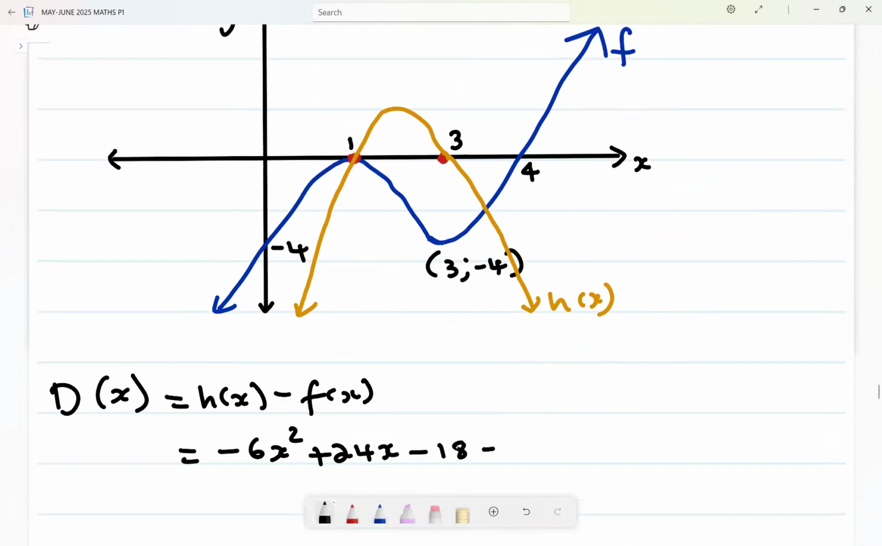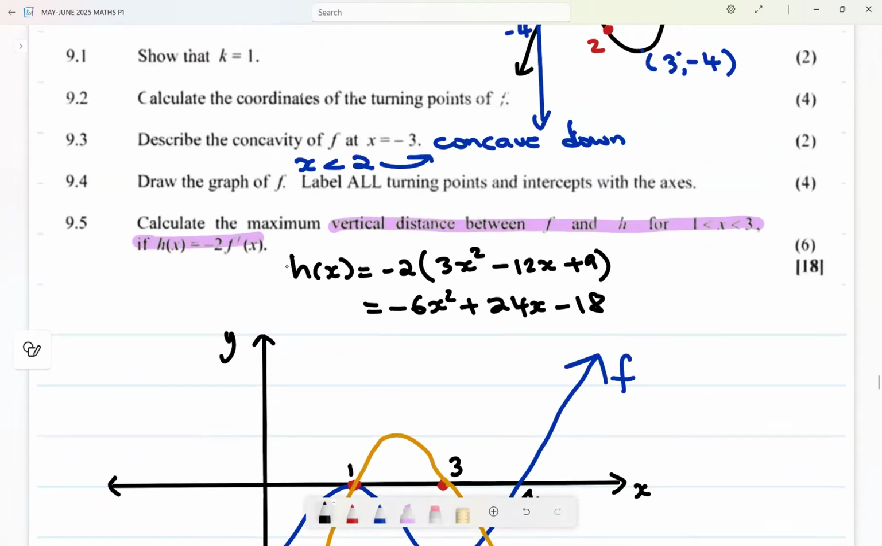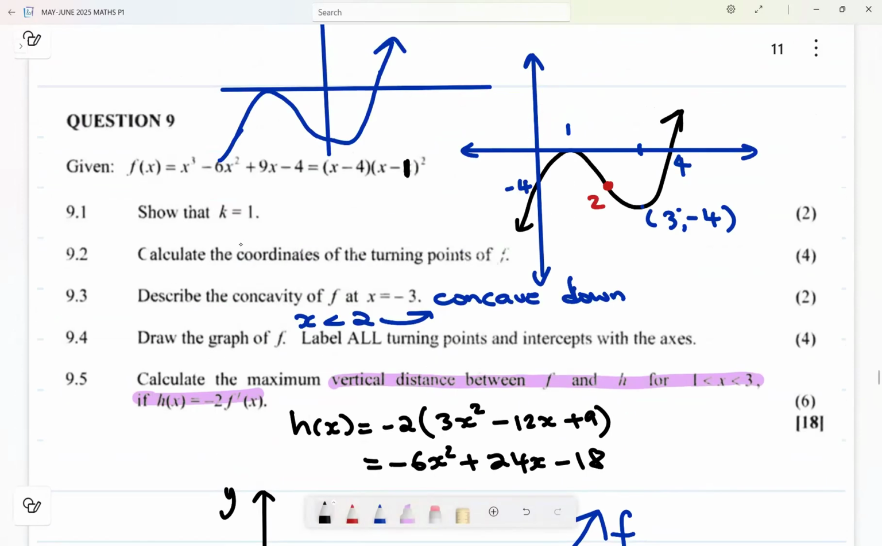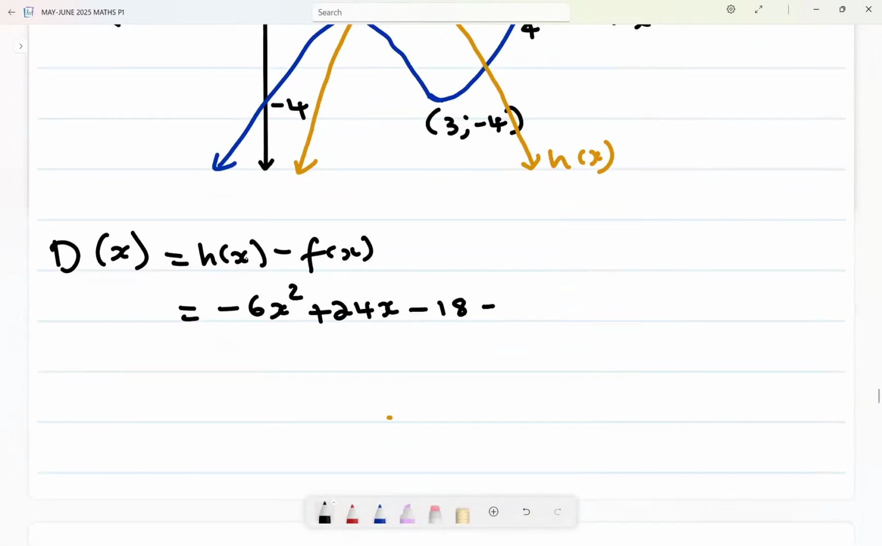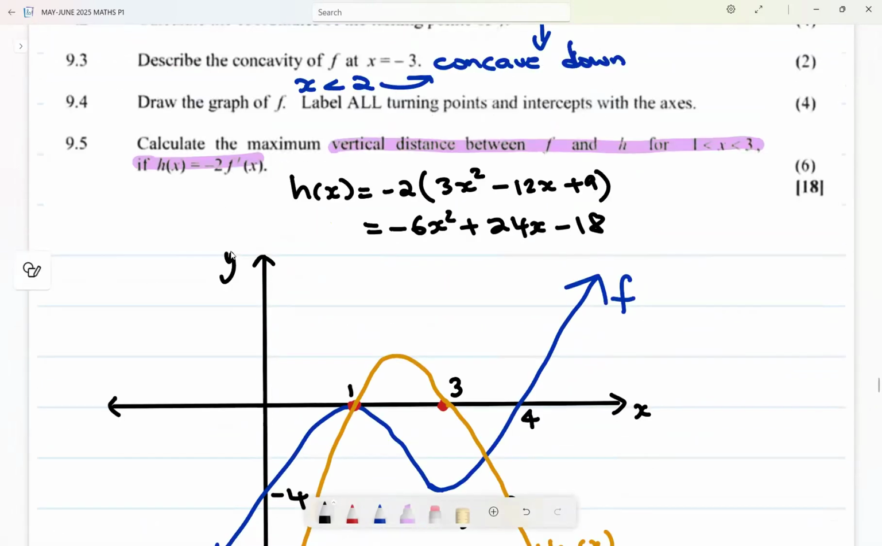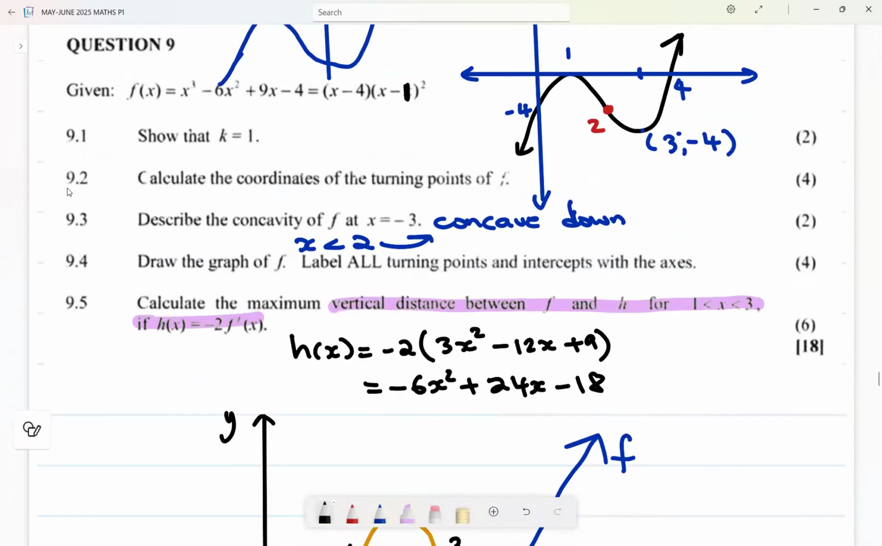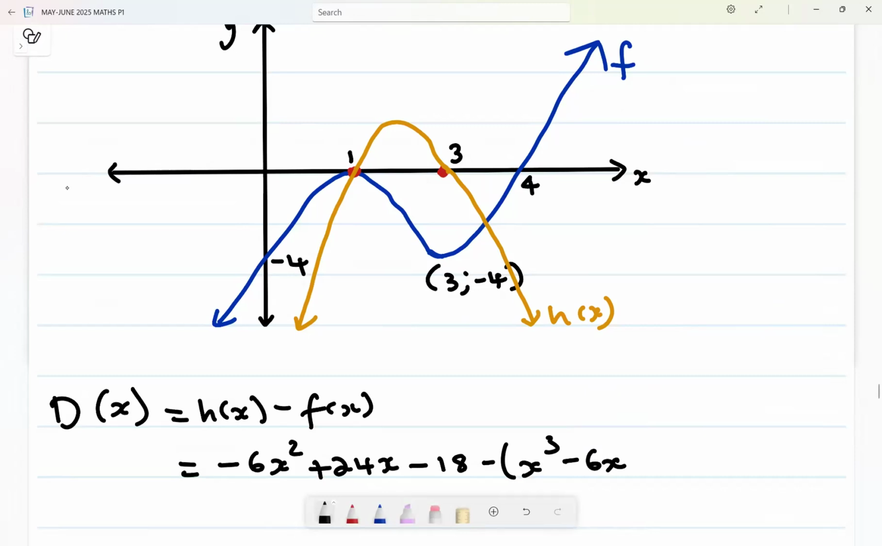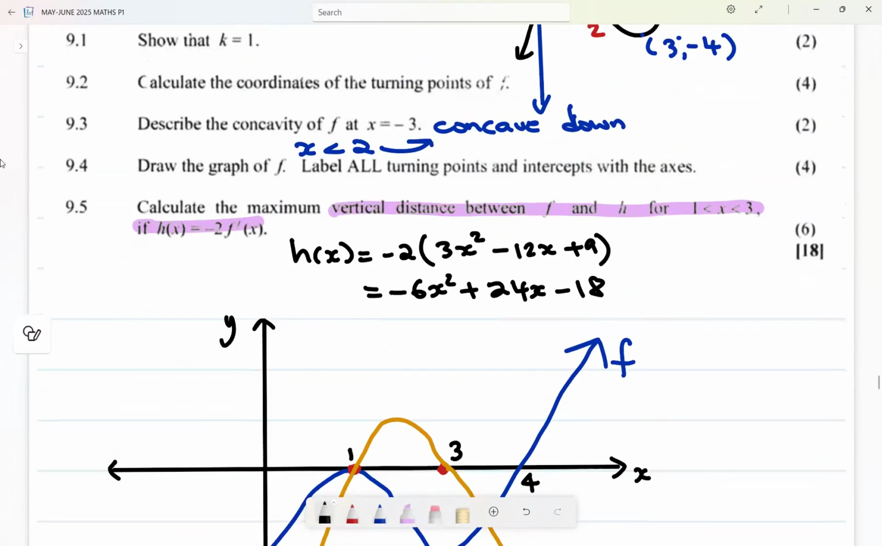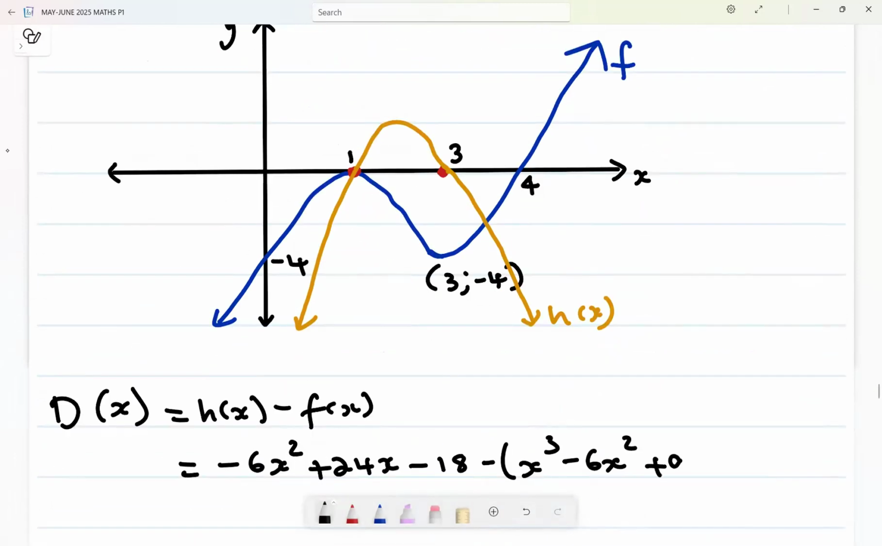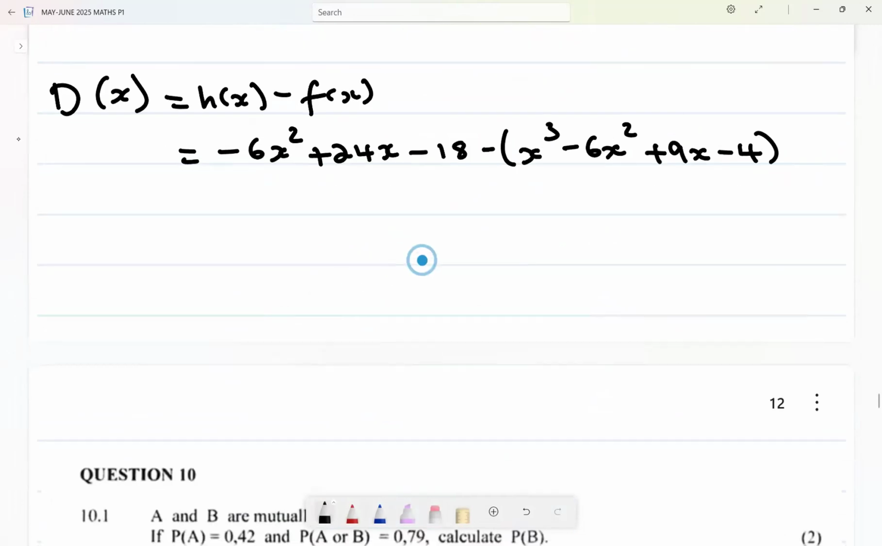Minus f of x, the original graph. I need to say minus and then x cubed minus 6x squared plus 9x minus 4. I continuously check it so that I do not make any mistake. So I can now become a mathematician and say it's going to be negative x cubed, okay?